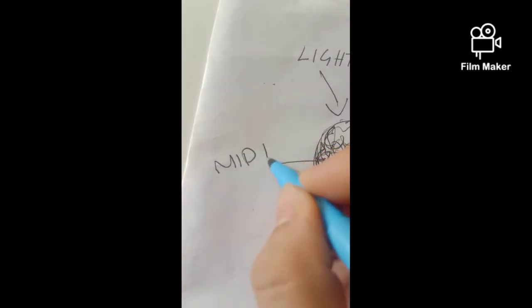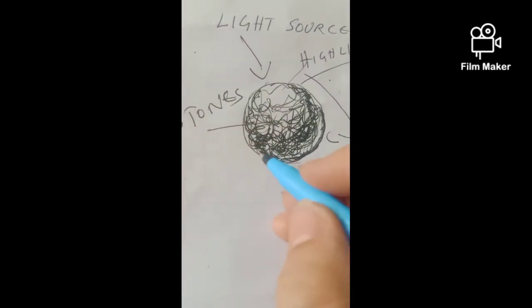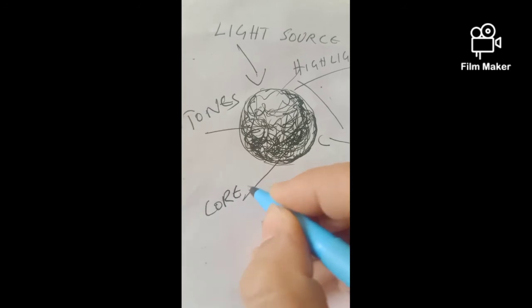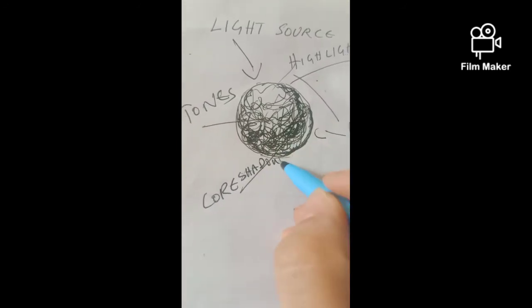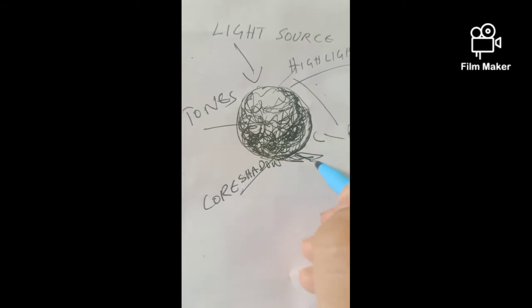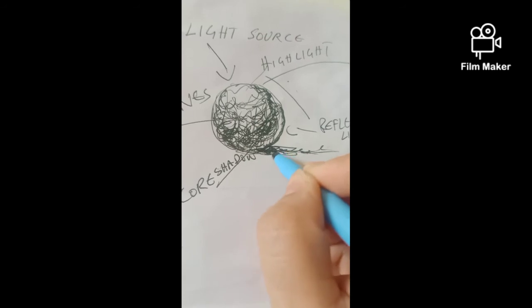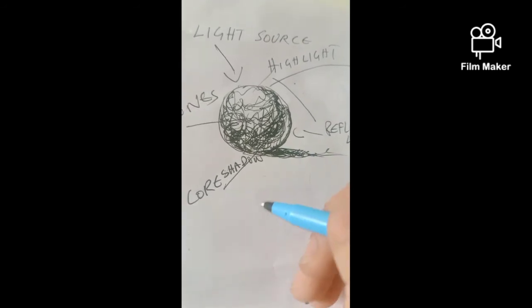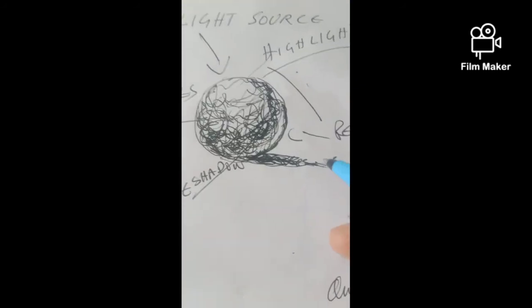So these are mid-tones. This is the core shadow. And then here, this is the cast shadow, the shadow that is here because of the object, in the opposite direction to the light.